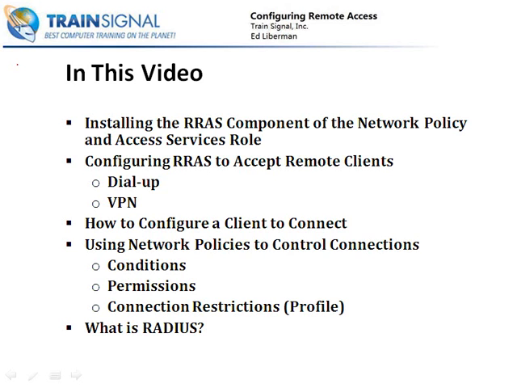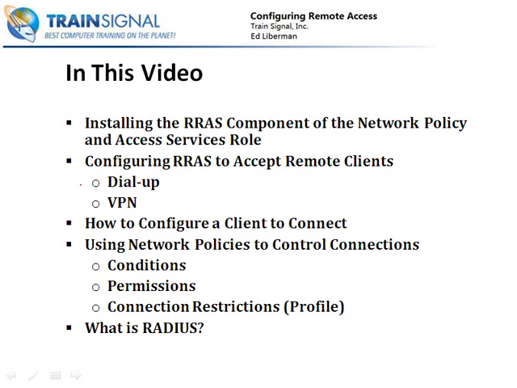In this video, we're going to start off by installing the Routing and Remote Access, or simply RAS, component of the Network Policy and Access Services role. Now I say that RAS is just a component of the role. We're going to take a look at the rest of the role in a later video. Once we have RAS installed, we will then configure RAS to go ahead and accept connections from remote clients.